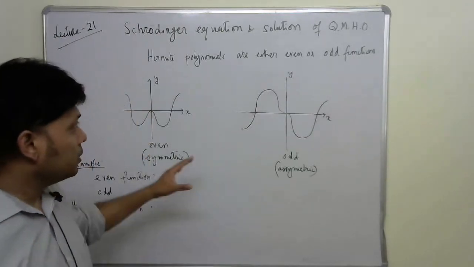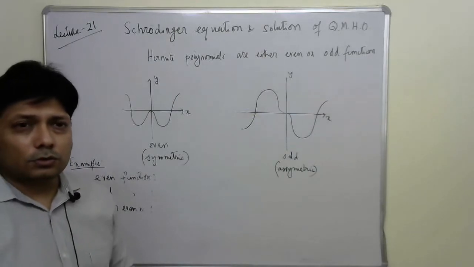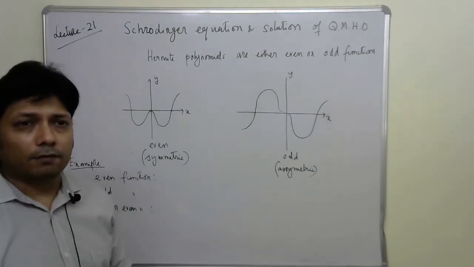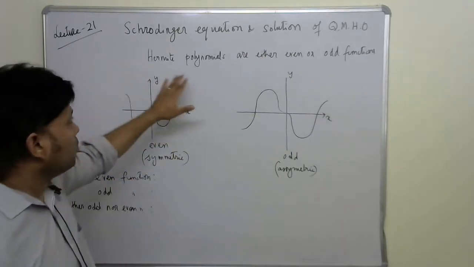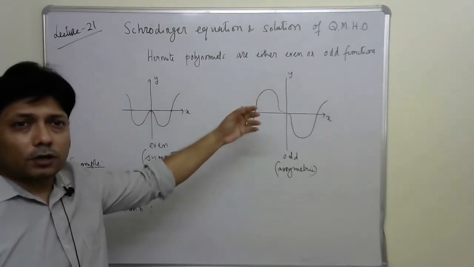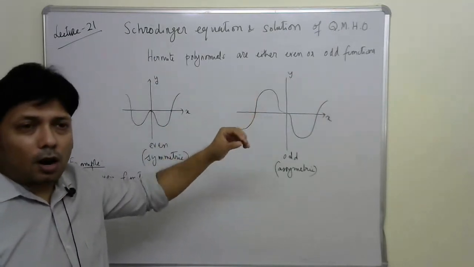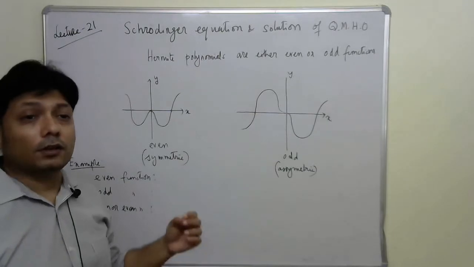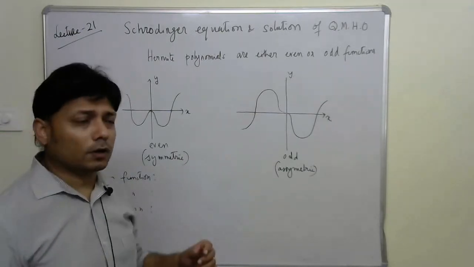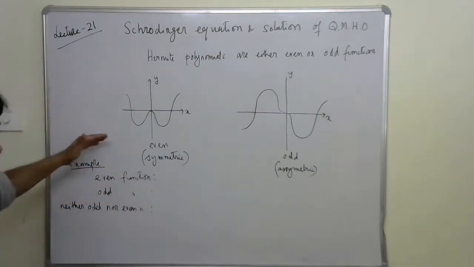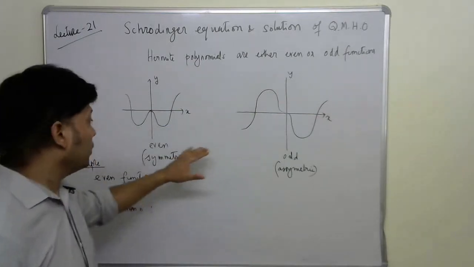Okay, so in this part we will try to learn about odd functions and even functions. The Hermite polynomials that we encounter in this chapter can be classified as either even or odd functions. Now what are even and odd functions? You probably are already familiar with it.